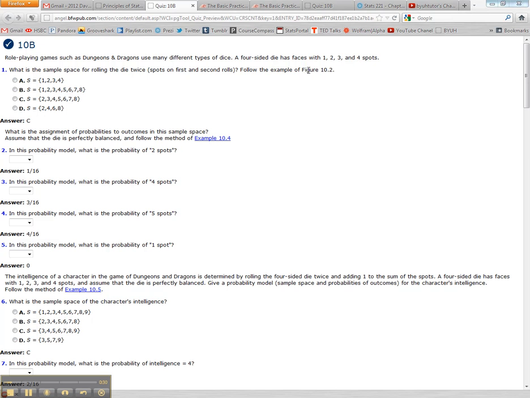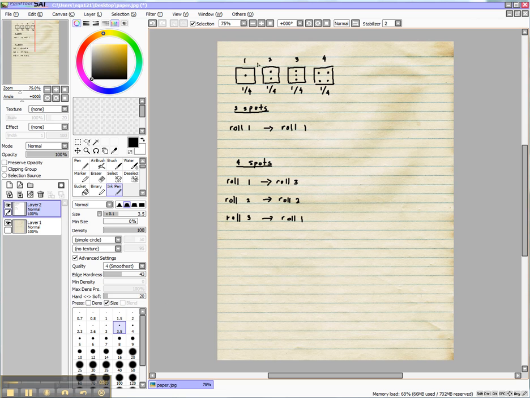And I don't know why, but it doesn't give you a link to figure 10.2, or it doesn't even show you 10.2, so kind of dumb that they would say this. That's a stats portal mistake again. But you can figure this out without seeing figure 10.2. So I drew the die out for you. So you have the first face 1, second face 2, third face 3, fourth face 4.